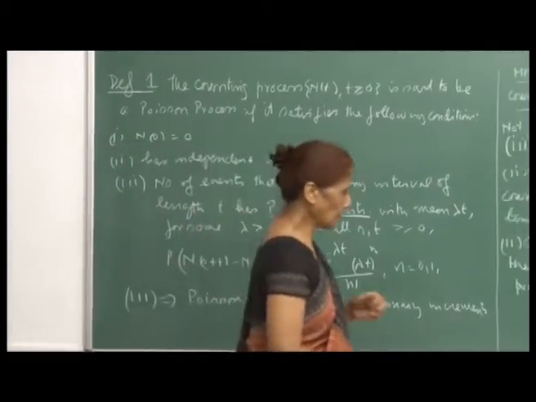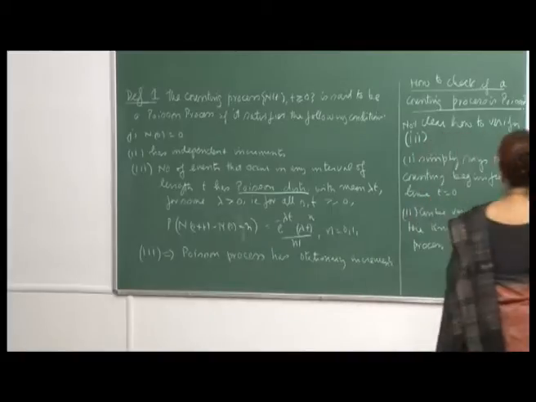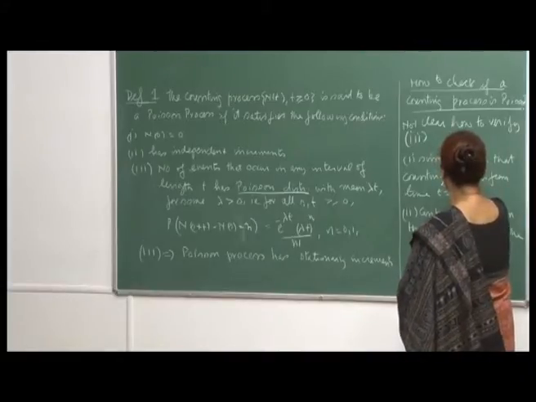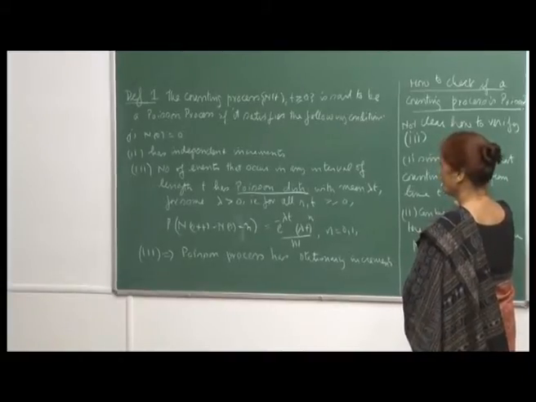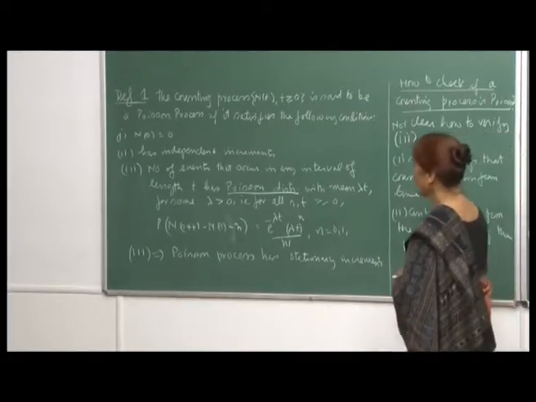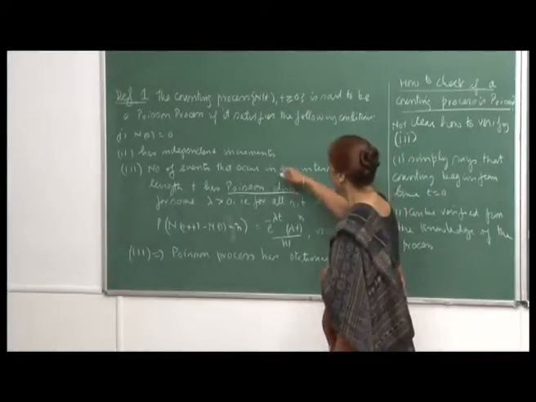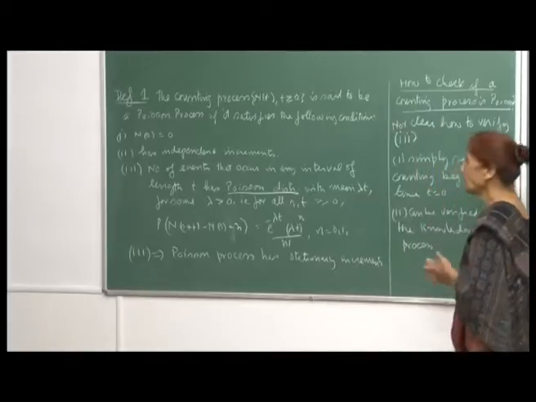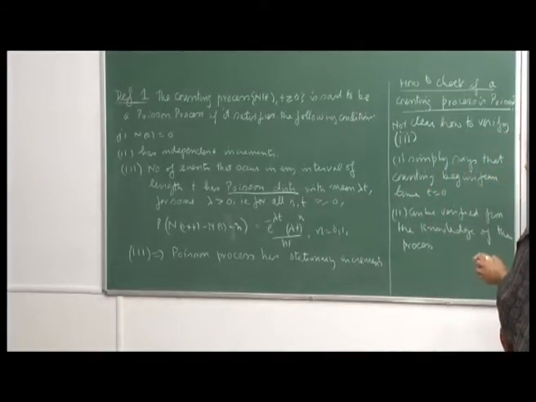Now let us look at this definition. Condition 1 is fine, that simply says that counting begins from time t equal to 0, which we have been saying repeatedly. Then 2 can be verified from the knowledge of the process, that it has independent increments. Whether this is a valid assumption for the process that you are trying to model, you can tell from the knowledge of the process itself.